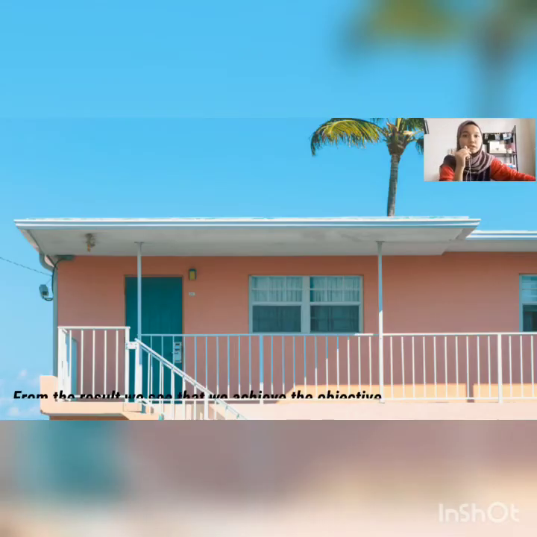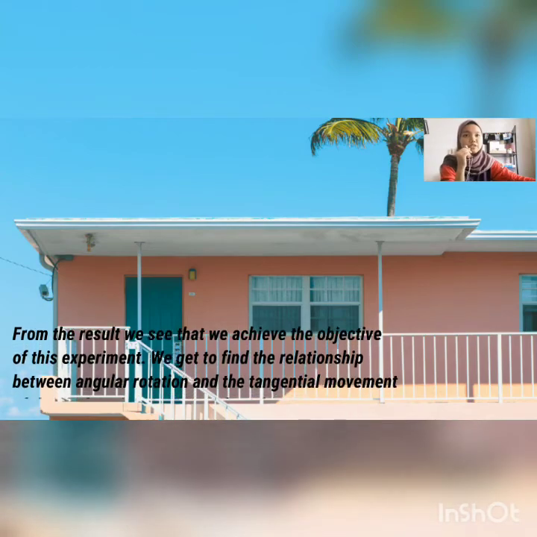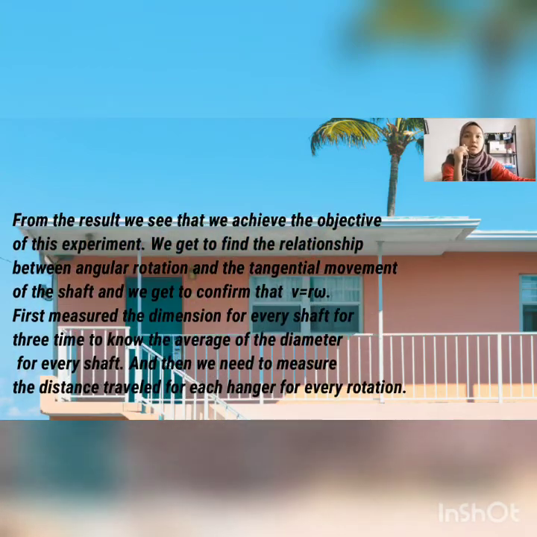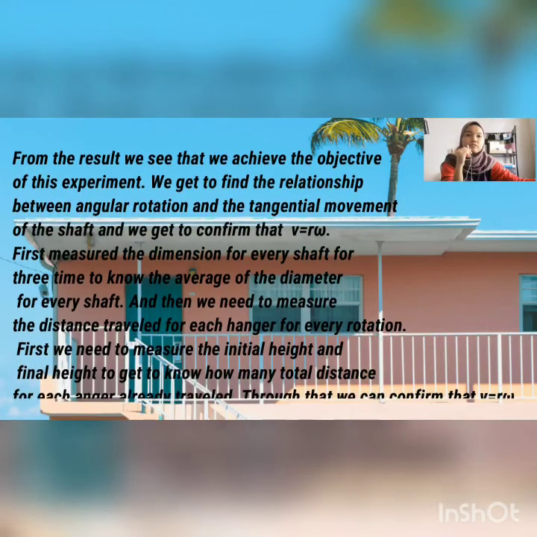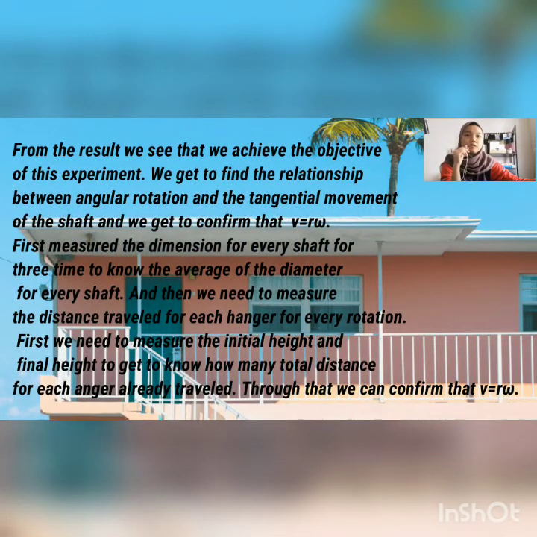For the conclusion, from the result, we see that we achieve the objective of this experiment. We get to find the relationship between the angular rotation and the tangential movement of the shaft, and we get to confirm that V equals R times omega. Omega is the angular velocity.